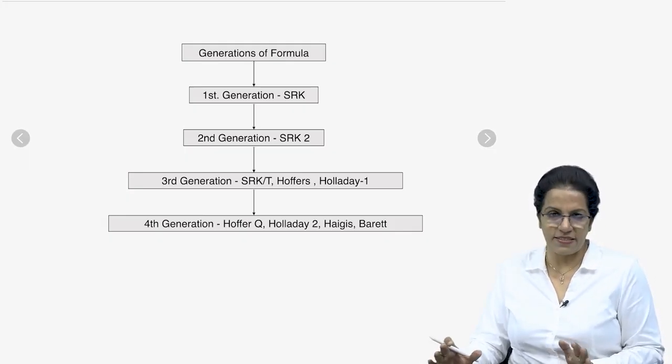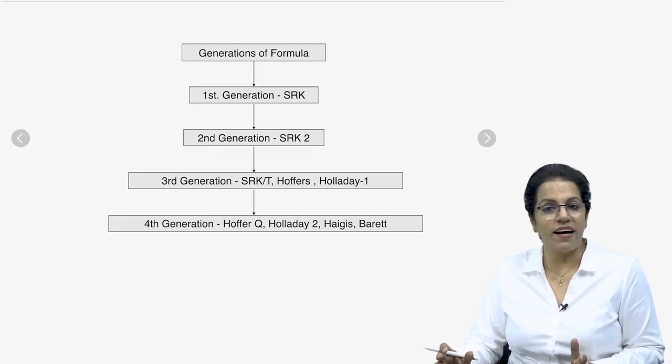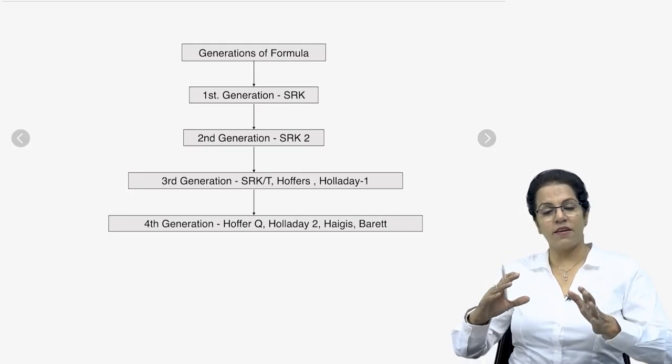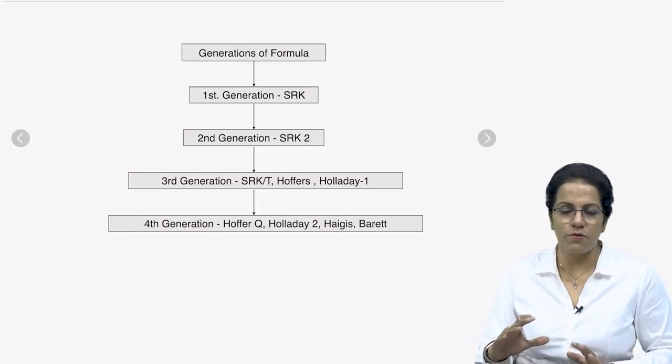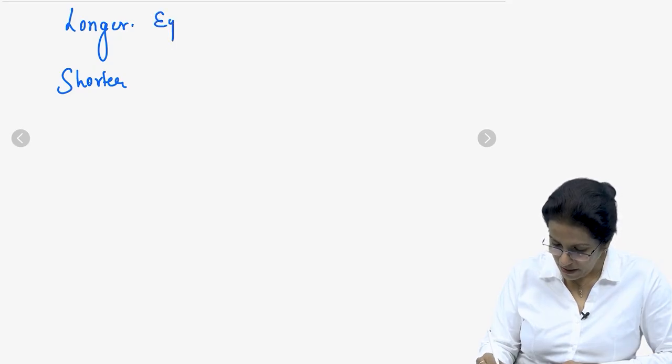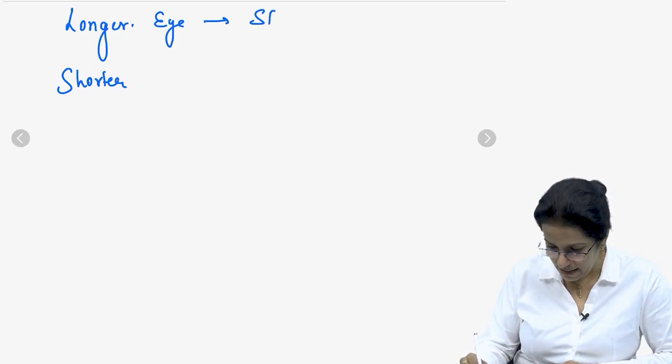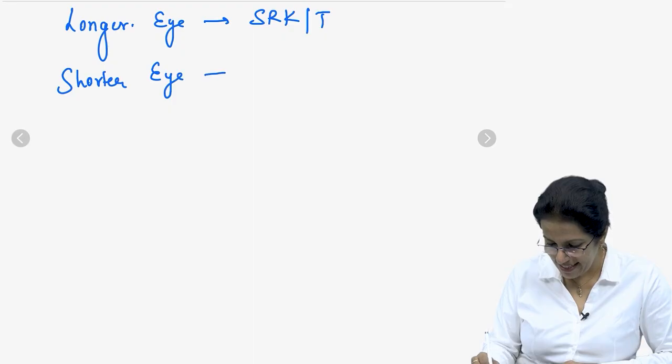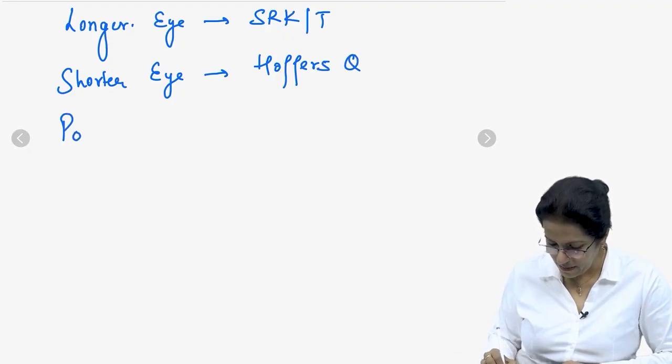Once you know this, have a general idea. What will be asked? I told you the SRK formula is very good for 22 to 24.5. If you have a longer eye, what is the ideal formula? Shorter eye, what is the ideal formula? This is what they will ask. So, for a longer eye, you will answer the ideal formula is SRK/T. For a shorter eye, again it is Hoffer Q.